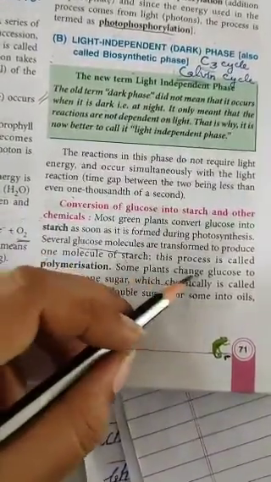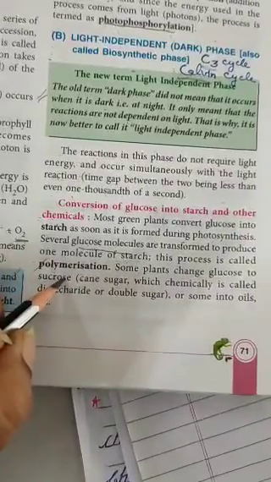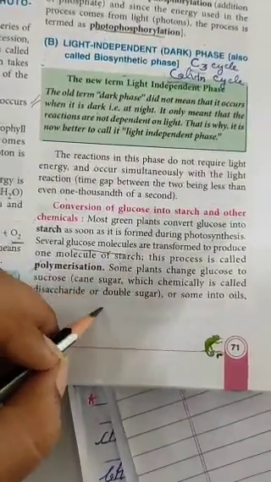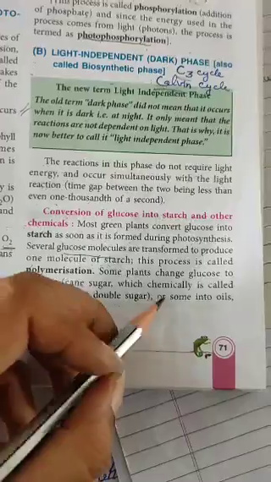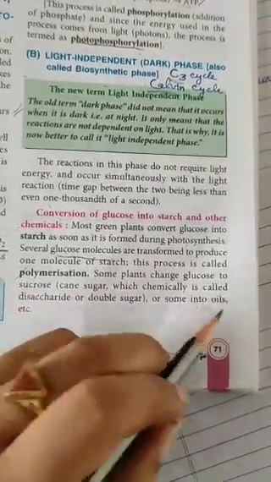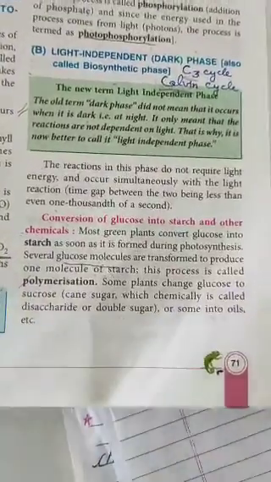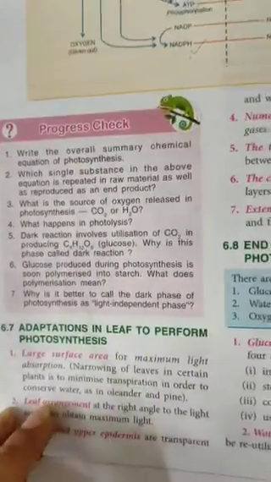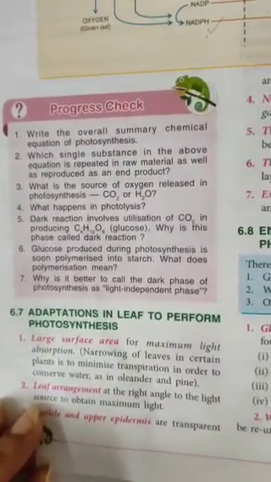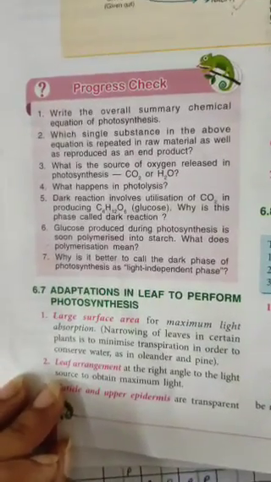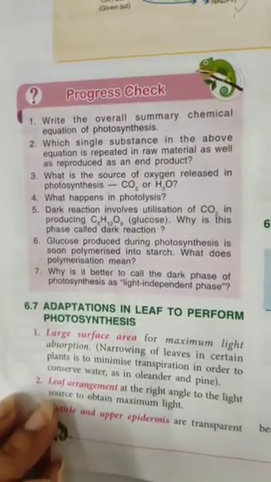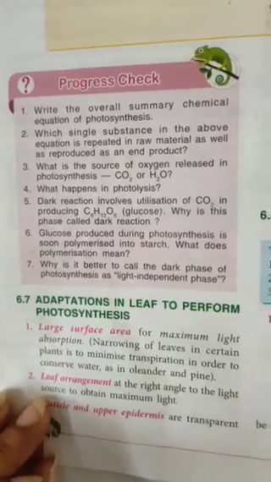Some plants change glucose into sucrose, such as cane sugar or double sugar. And also some plants convert glucose into oils. So this is the end of photosynthesis. Progress check, you have to do it by yourself. In case you find any difficulty, we will discuss the progress check in tomorrow's lecture.